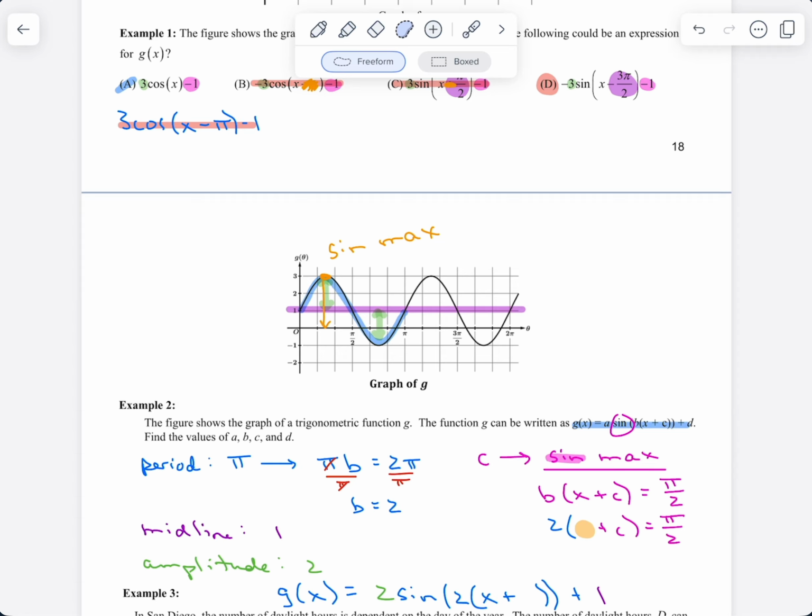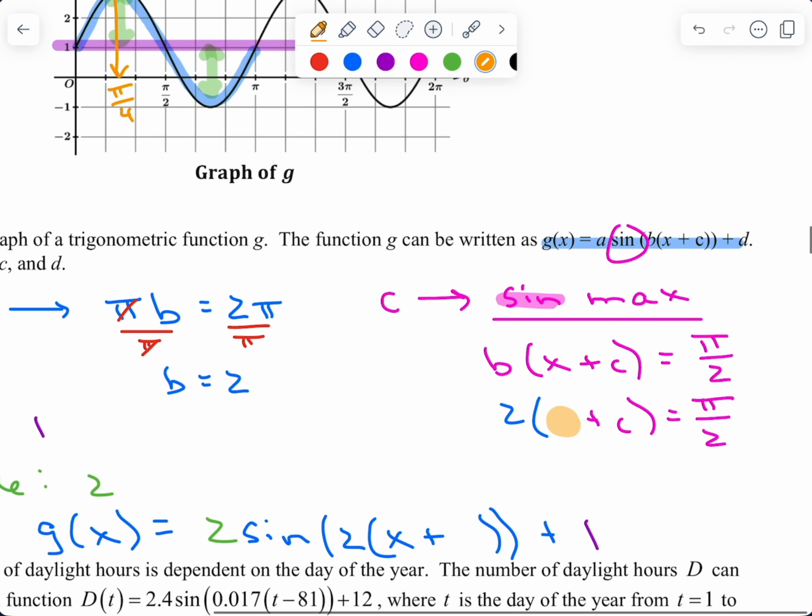So what I was saying is I'm going to want to pick this sine max. So I've got to find out what that is. I know that it's at the midline at 0 and again at the midline at pi over 2. So because of the symmetry, I know that it's going to have to be at the max halfway, and that would be at pi over 4. So that pi over 4 is what I'm going to go ahead and plug right into this equation. And now I have an equation that I can solve for C.